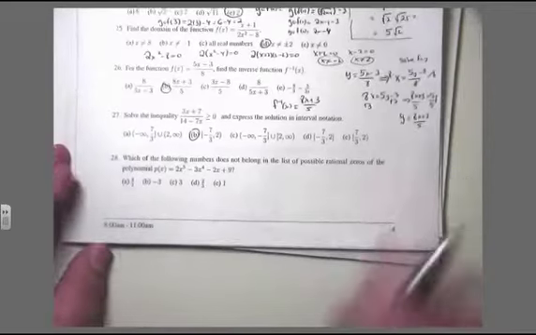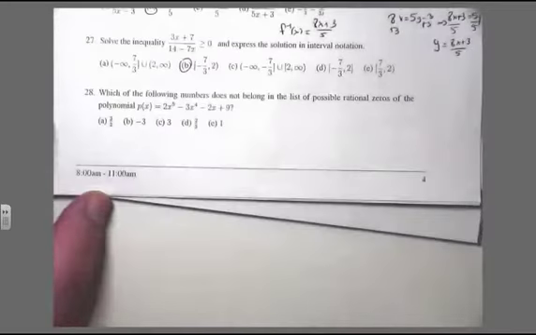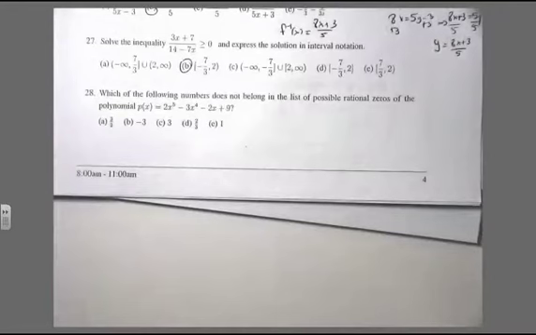Number 28. Again, you're doing these problems to review. Here's another classic problem about the rational zero or rational root theorem. Which of the following numbers does not belong in the list of possible rational zeros of the polynomial? All right, this is that P over Q stuff.